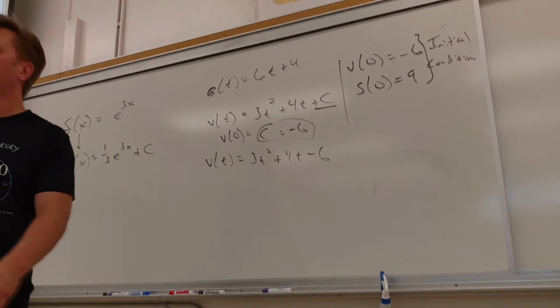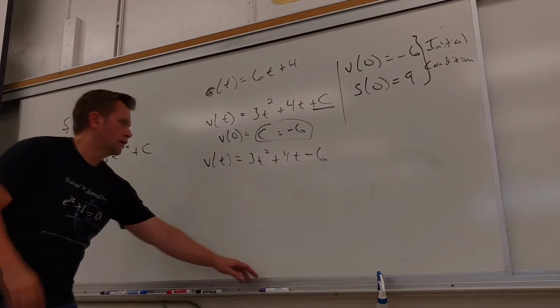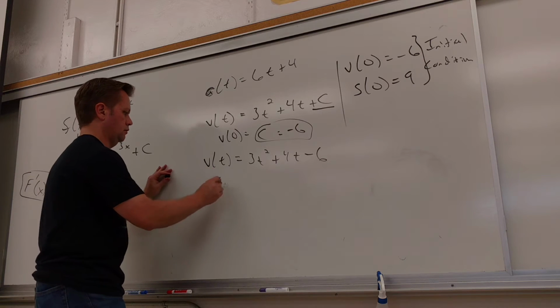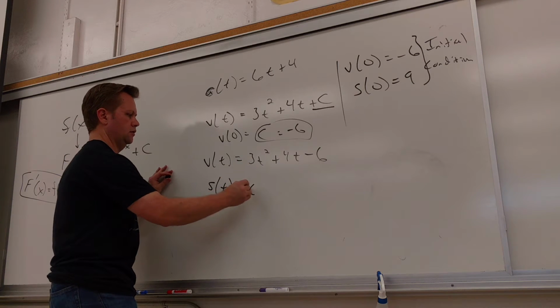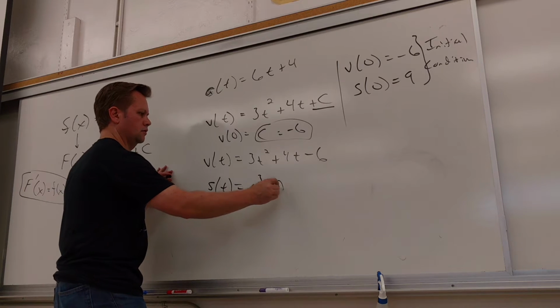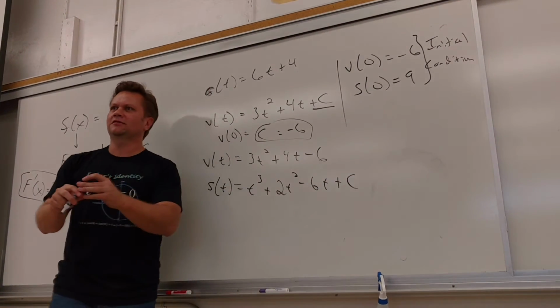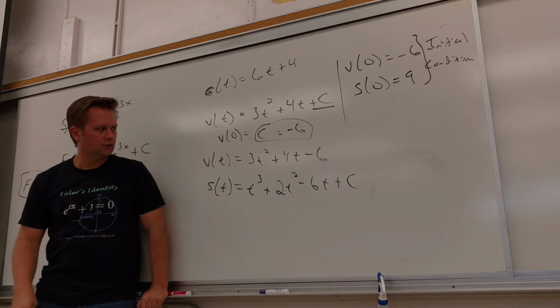All right, so this one's not too bad because the numbers they gave us are nice. So I get s of t is t plus 2t squared minus 6. Yeah, good. It's even 1.